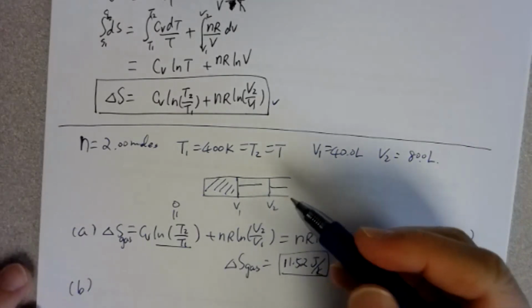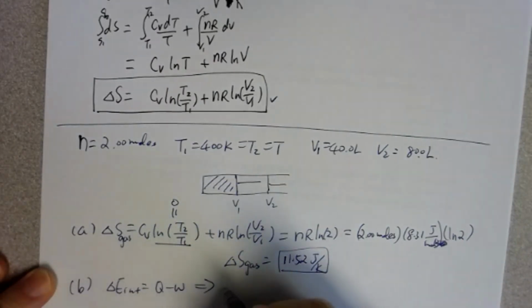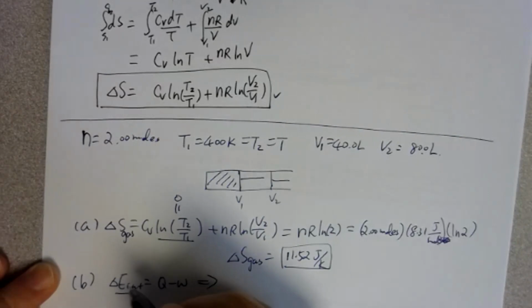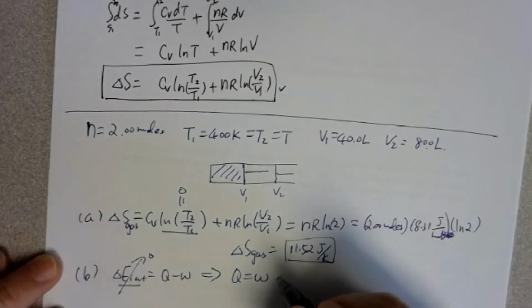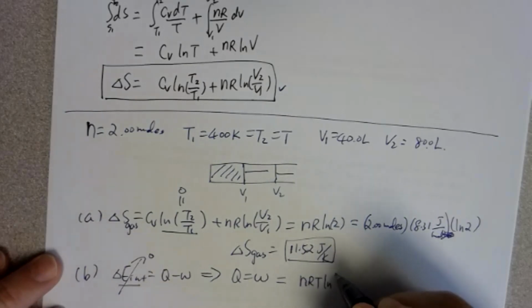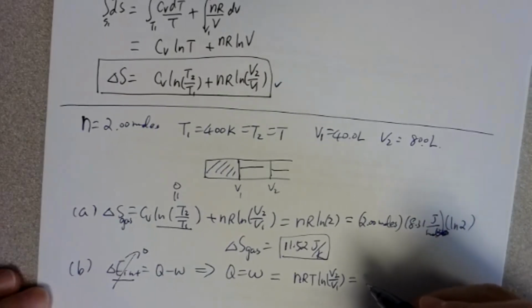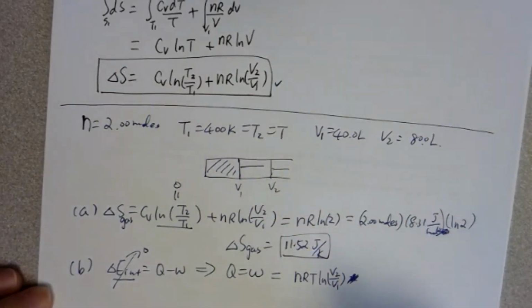The change of internal energy is equal to Q minus W. Because T is the same and internal energy is only determined by T, the change is 0. So then Q is equal to W. And we can calculate W for an ideal gas isothermal expansion. I think we are all very familiar with this now: nRT ln of final over initial. Let's just leave it there, because it's going to be nR times T.